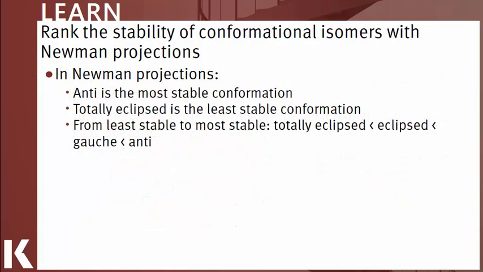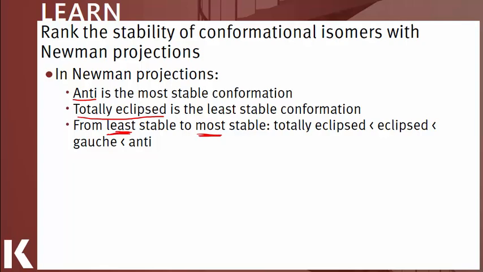The best way to grasp the distinction between torsional and steric strain is through Newman projections. Anti indicates the substituents are the furthest apart. Since they are the furthest apart, this creates the least strain and the most stable conformation. Totally eclipsed creates the most strain and therefore is the least stable conformation. From least stable to most stable: totally eclipsed, eclipsed, gauche, anti.